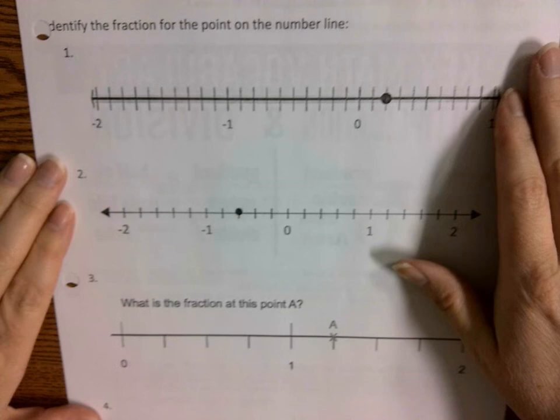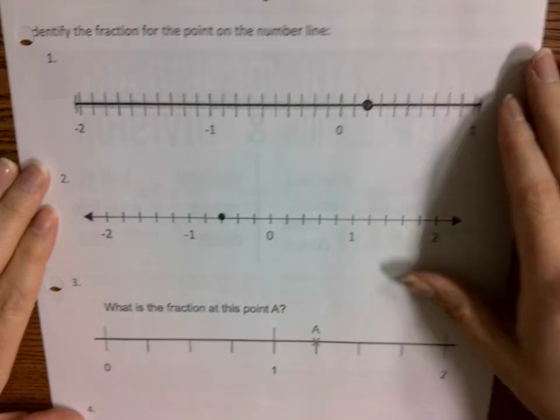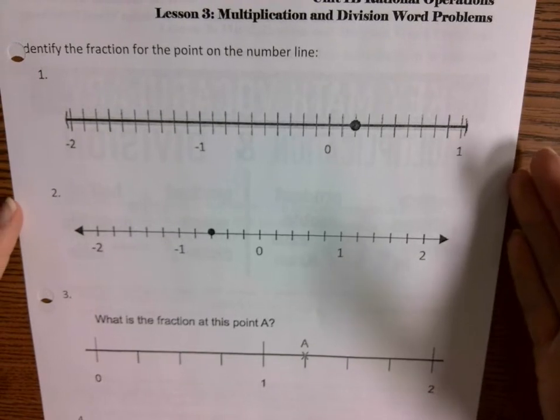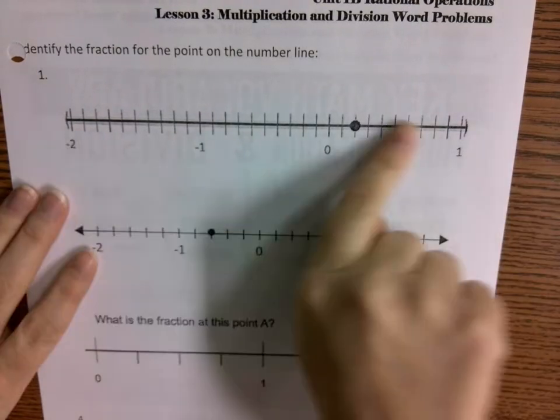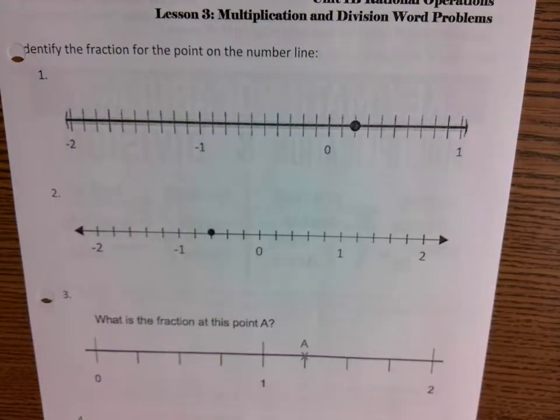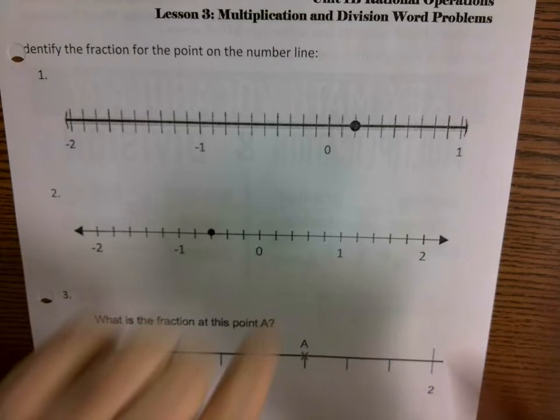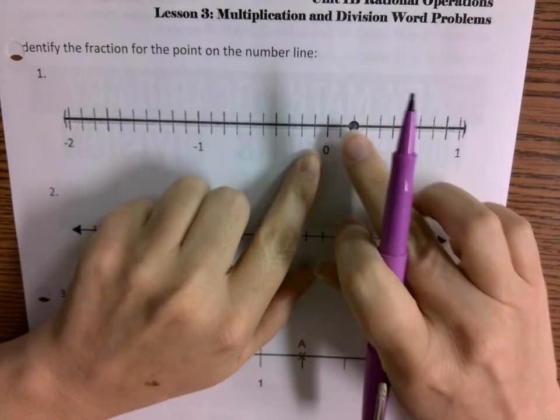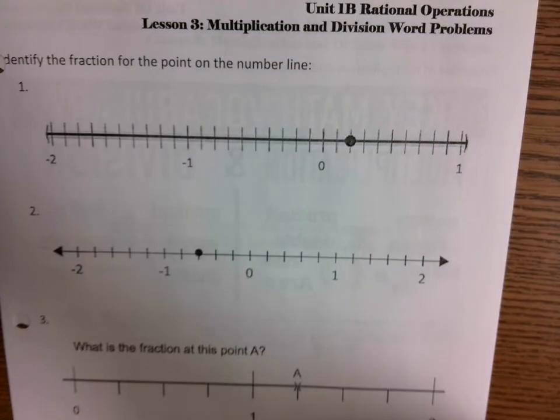Over this real quickly. So again, this is just the reminders of how we identify the fraction value for our points. So we have the point located right here. It's in between the 0 and the 1. So we need to figure out what each of these markings is going to represent.